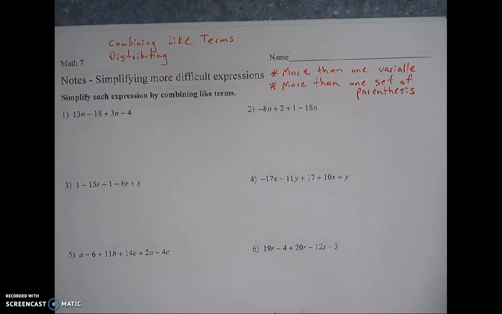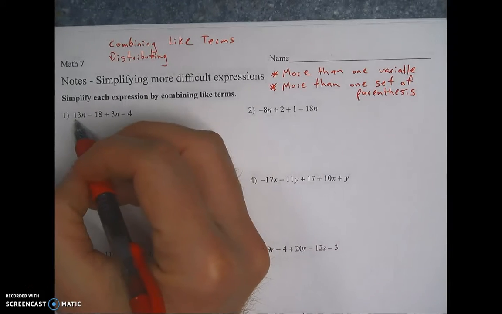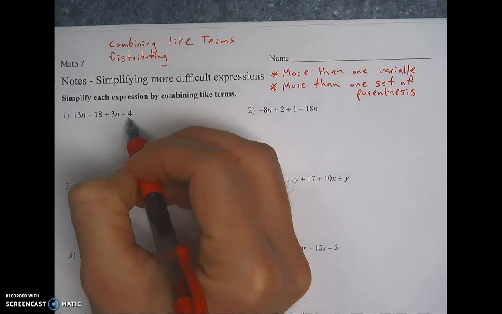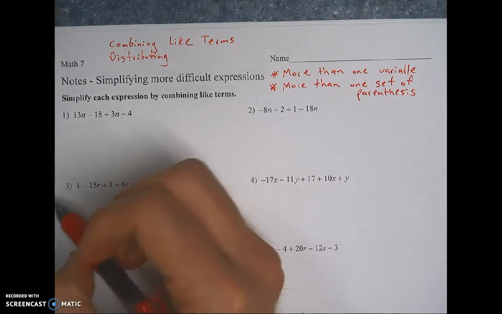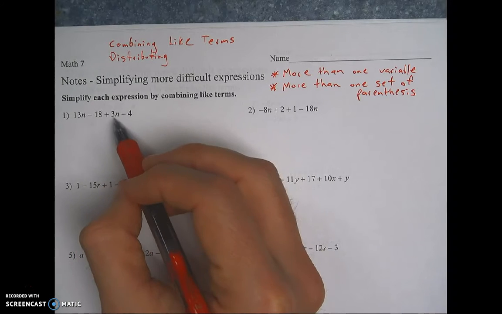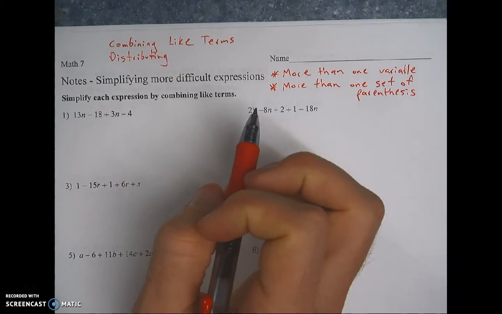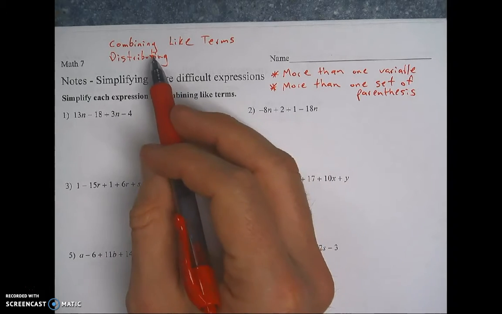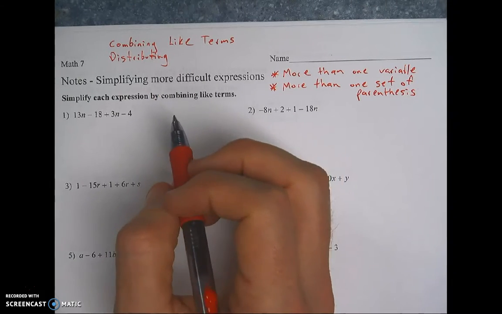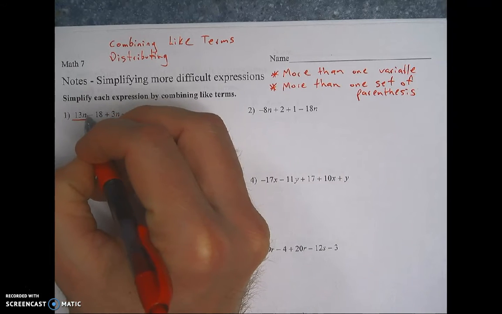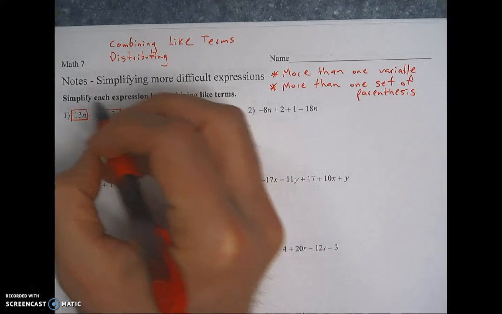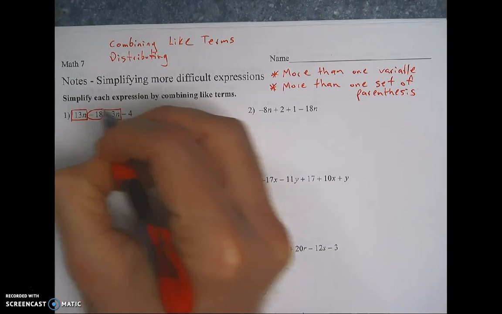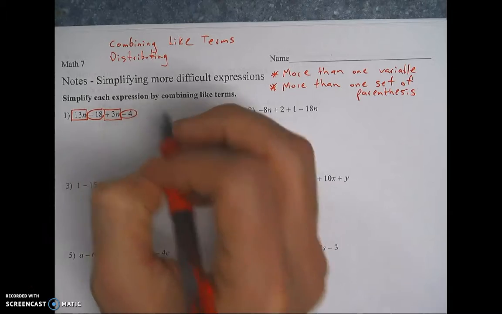So going back to what we've been working on, number one, we've got 4 terms in this expression. 1, 2, 3, and 4. Each term separated by a subtraction or an addition sign. So 13n is a term, 18 is a term, 3n is a term, and 4 is a term. So we can combine like terms. They're like if they have the same variable. So this 13n can combine with this plus 3n, and the minus 18 can combine with the minus 4.